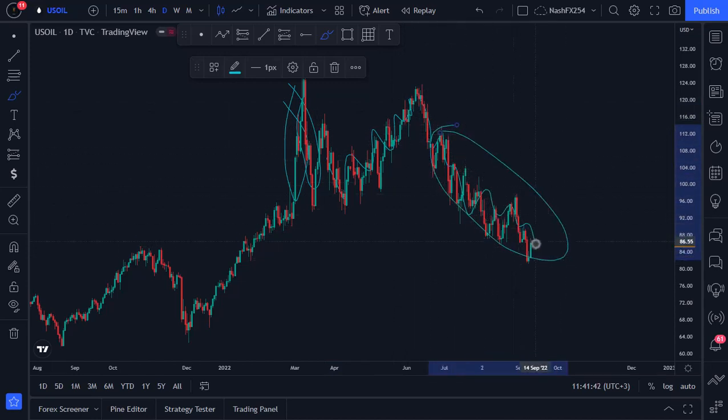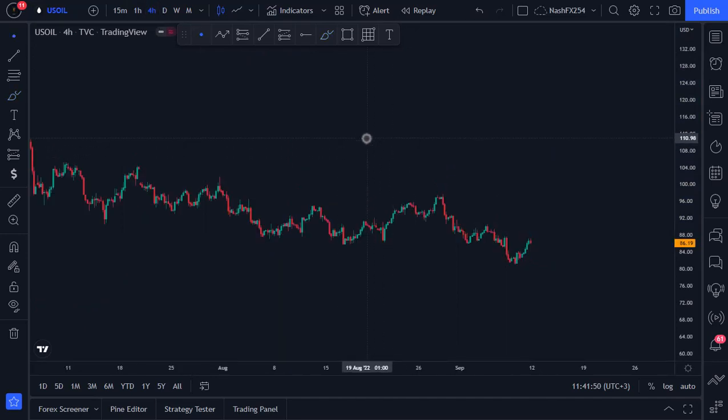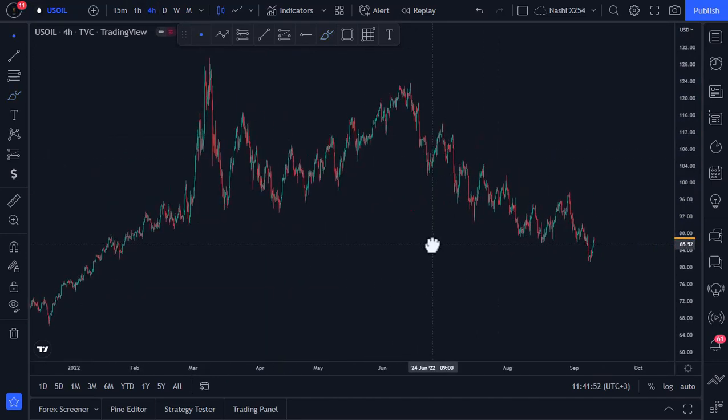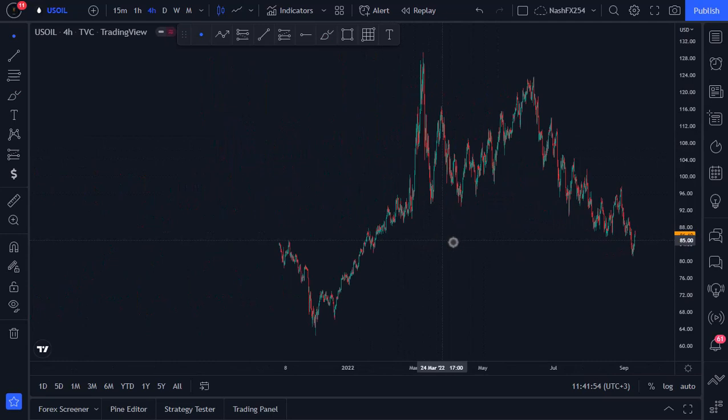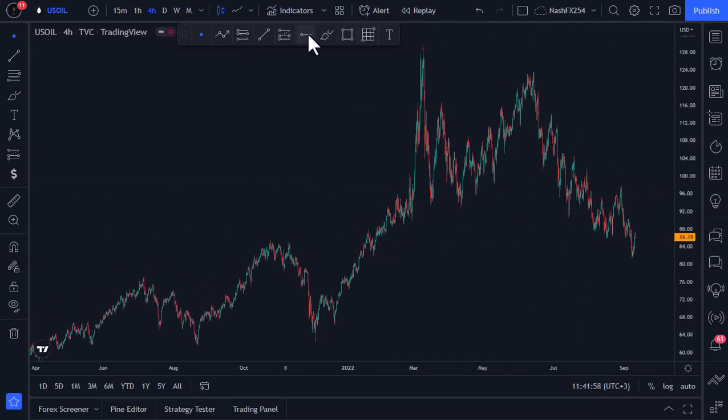Okay, so we are expecting this price to push again to the upside. So let's just go deeper to see what you can get from this one. Let's go to 4 hour. On 4 hour we have this level to consider. Let's just see, we have this level over here.